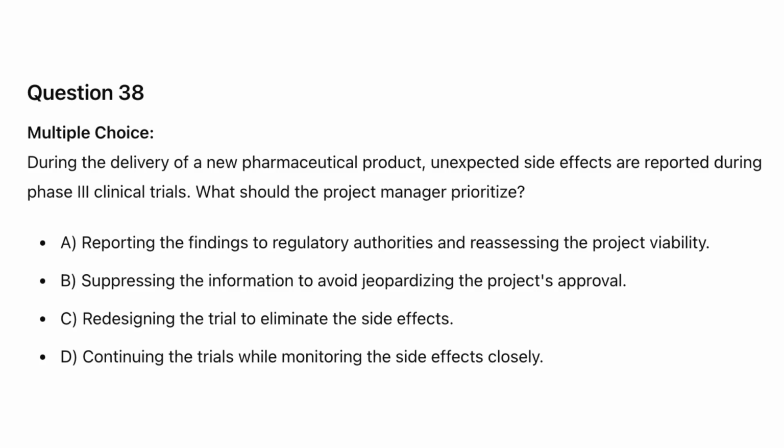Question 38. During the delivery of a new pharmaceutical product, unexpected side effects are reported during phase III clinical trials. What should the project manager prioritize? A. Reporting the findings to regulatory authorities and reassessing the project viability. B. Suppressing the information to avoid jeopardizing the project's approval. C. Redesigning the trial to eliminate the side effects. D. Continuing the trials while monitoring the side effects closely.